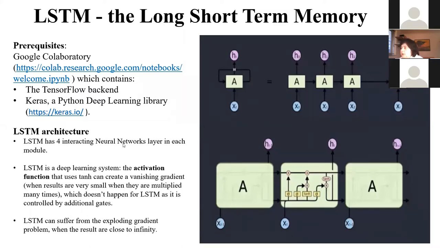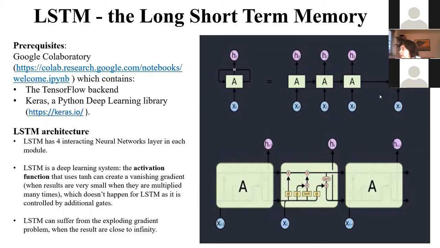So for this information, I use Google Collaboratory. You can have this link here, and it contains two important pieces: the TensorFlow backend and the Keras deep learning library.